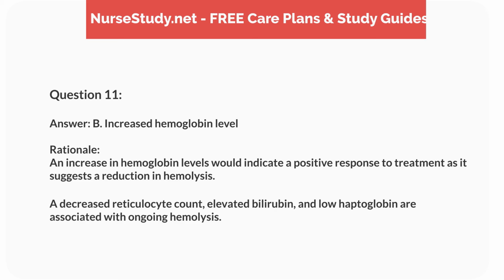Increased hemoglobin level. Rationale. An increase in hemoglobin levels would indicate a positive response to treatment as it suggests a reduction in hemolysis. A decreased reticulocyte count, elevated bilirubin, and low haptoglobin are associated with ongoing hemolysis.